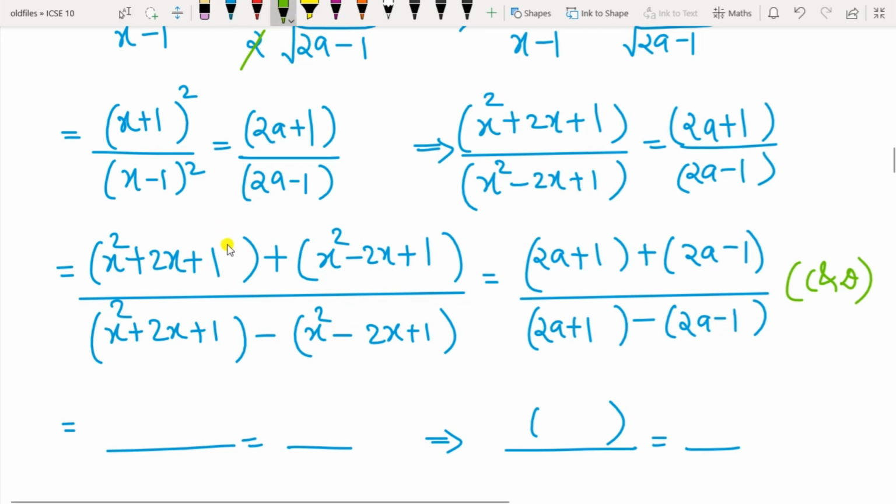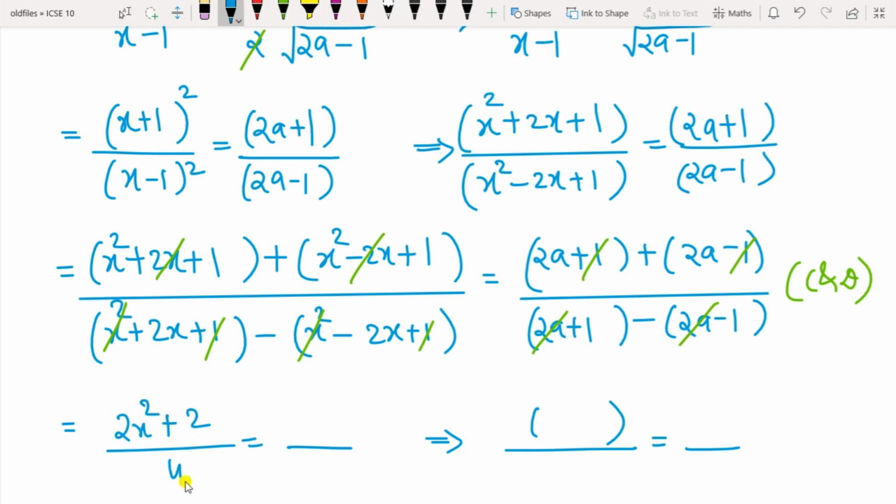So from the numerator, 2x will get cancelled, and from the denominator x square will get cancelled, and plus 1 minus 1 will get cancelled. On the other side it is plus 1 minus 1, and here it is 2a. So write the remaining. It is (2x square plus 2) upon 4x equal to 4a by 2. 1 plus 1 is 2. Okay, take out 2 common. So this will be (x square plus 1) upon 4x equal to 4a by 2.